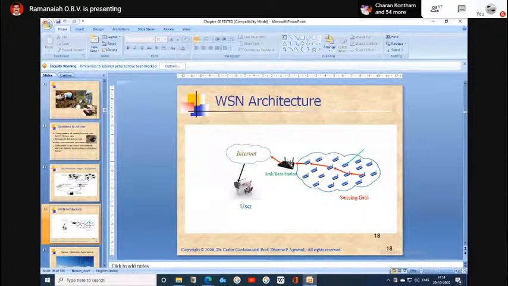So you can see the target area, the sensing field, where the sensor nodes are deployed either randomly or regularly. Randomly means they are deployed without any prior planning. Regularly means there is a lot of planning and the deployment follows a regular pattern, right? So once a network is deployed, the sensor nodes form a network on their own, and there is a base station or sink nearby, right?